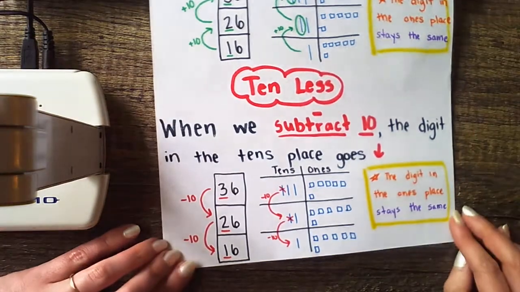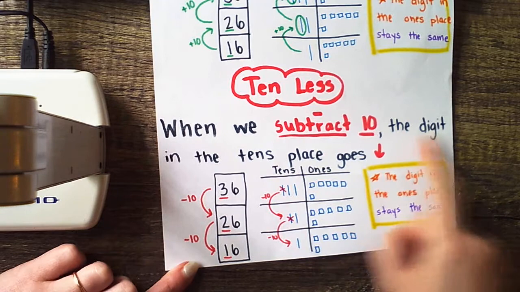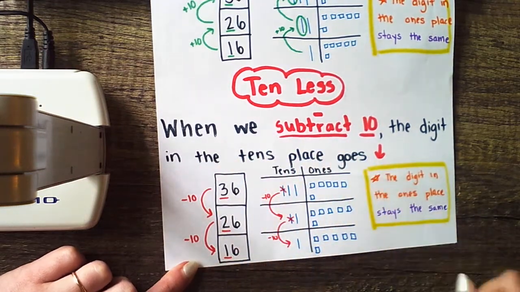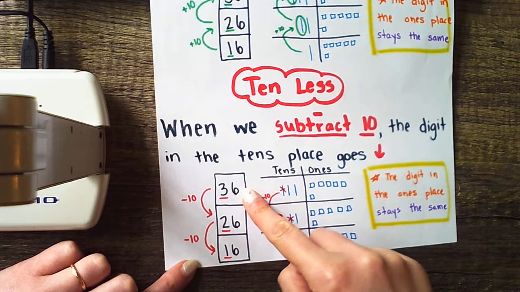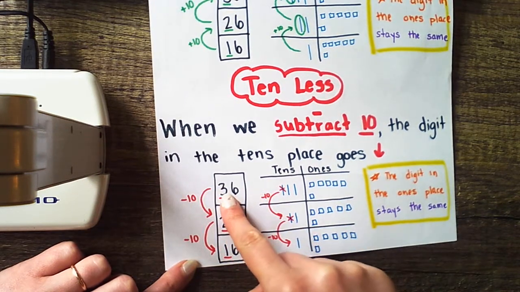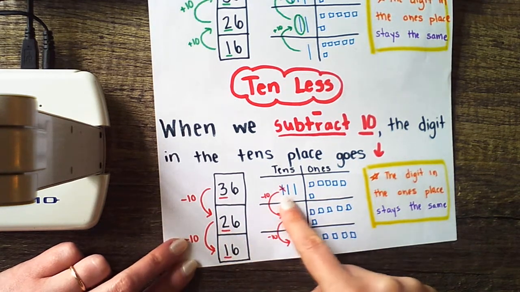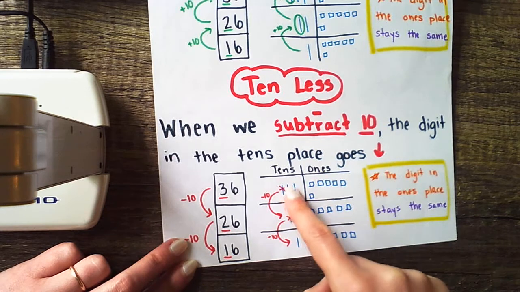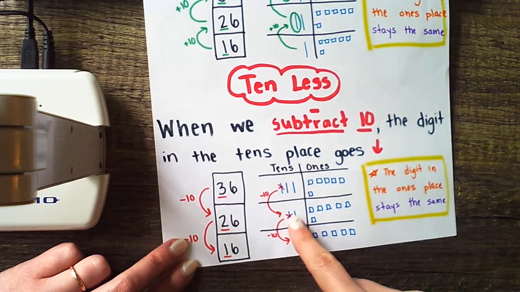10 less. Very similar. When we subtract 10, or we're looking for 10 less, the digit in the tens place goes down by 1. If we start at 36 and we want to know what's 10 less, I'm taking 10 away. Instead of having 3 tens, I now have 2 tens. Same with my picture. Instead of 3 tens and 36, I'm going to take 10 away. I'm looking for 10 less. Now I have 2 tens.